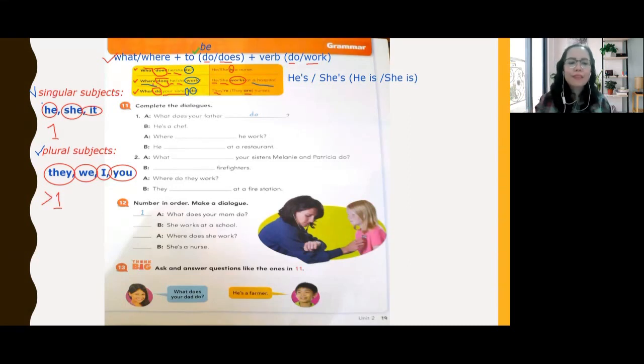Now let's do activity 11. Ya. Complete the dialogues. So you are going to use bold words in the grammar box such as do, work, is, works, or are. Jadi kamu akan mengisi atau melengkapi dialog ini dengan menggunakan kata-kata yang ditebalkan yang ada di dalam kotak grammar.